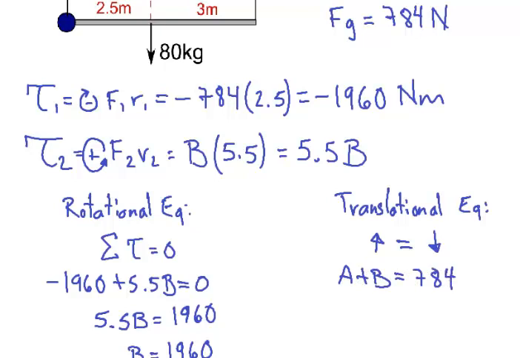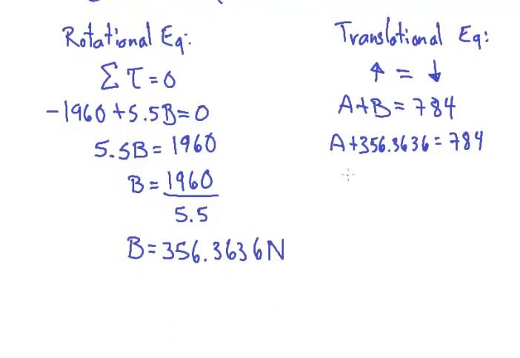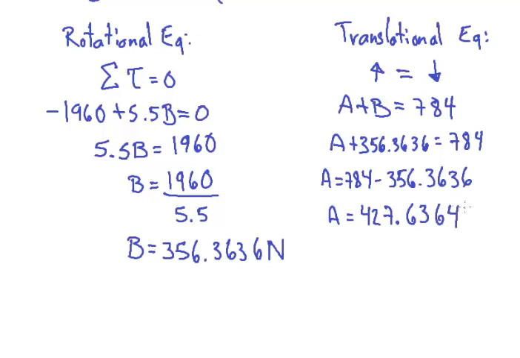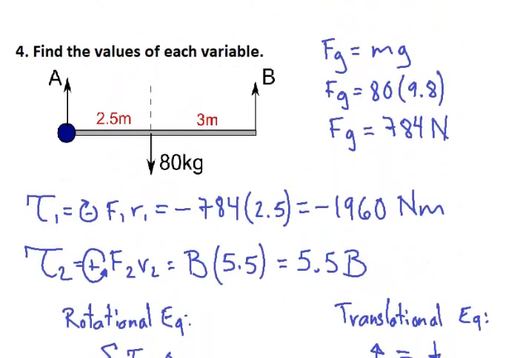So I'm going to substitute B, and I'll put A plus 356.36 equals 784. Next, what am I going to do? Well, I'll pass it to subtract, so A equals 784 minus 356.36. If I do that subtraction, A will be equal to 427.64 newtons. So I found B, and I also found A. That will be the solution for this exercise.